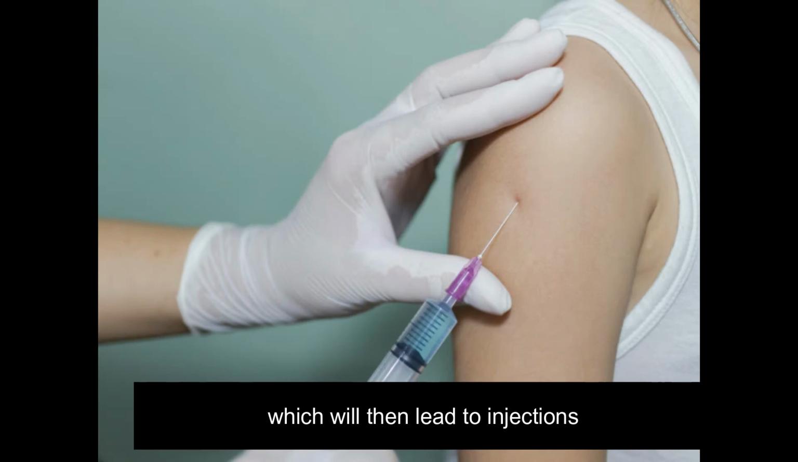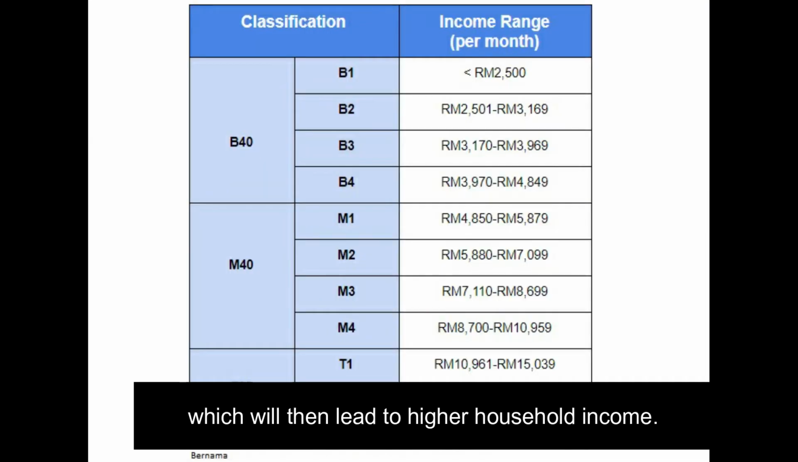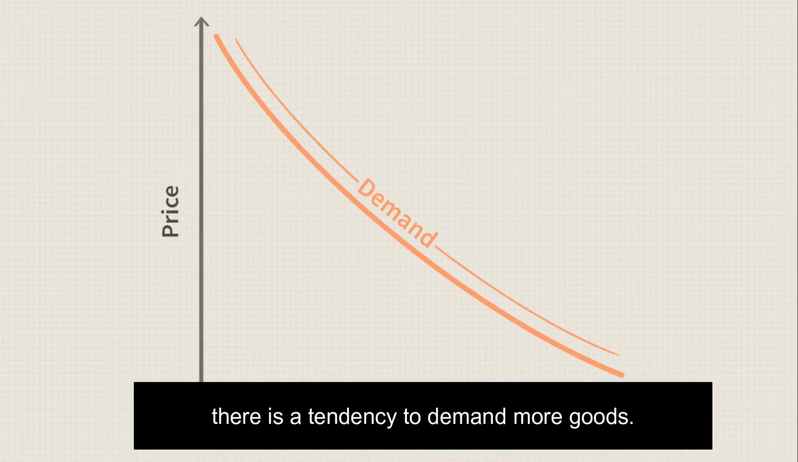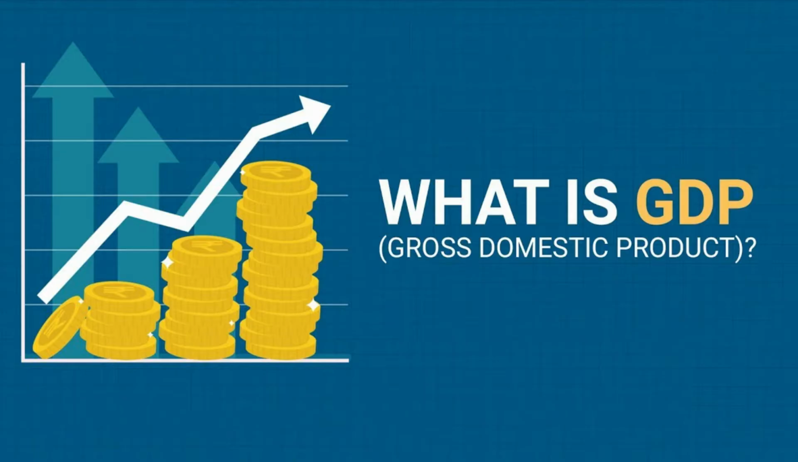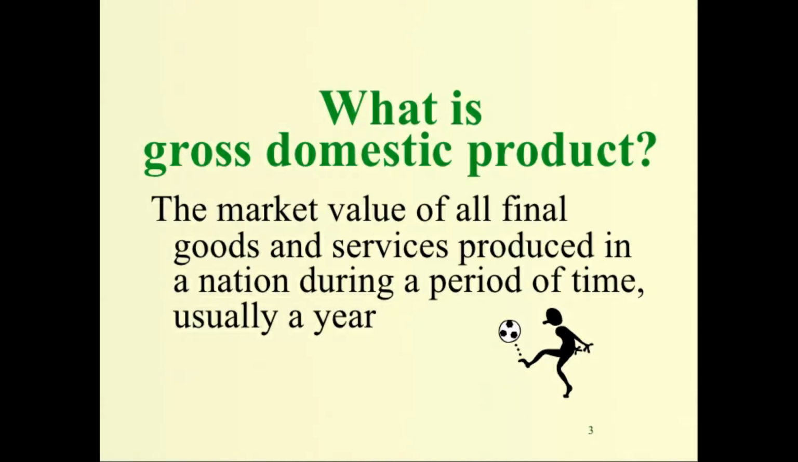Preventing this will increase government spending, which will lead to injections, which will then lead to higher household income. With this higher household income, there is a tendency to demand more goods, which will in turn lead to economic growth. Next is GDP, or Gross Domestic Product. And what is GDP? It is the total market value of all goods and services produced in the economy in a given period, usually within a year.